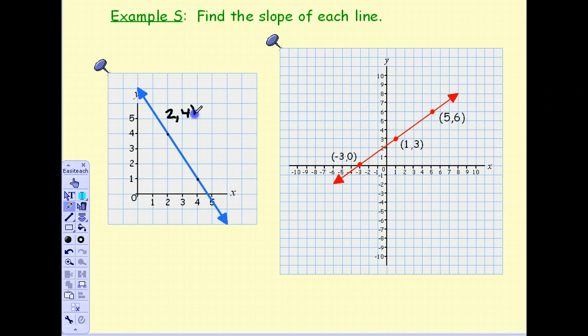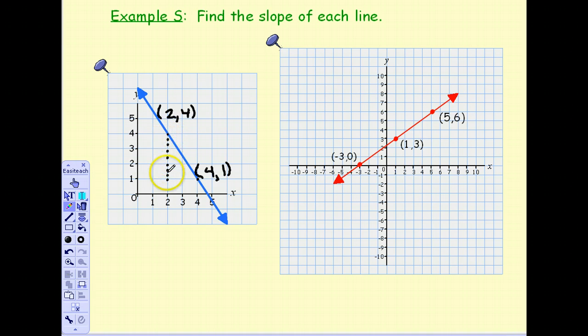2, 4, and then over here we have 4 is our x, 1 is our y. Okay, so we want to find out what is the steepness of that line. What is the slope? So we're just going to follow what is the change in vertical, just making a little dotted line here.